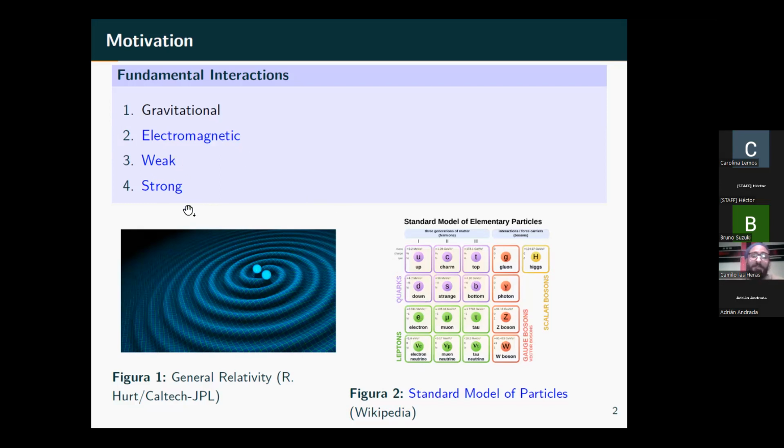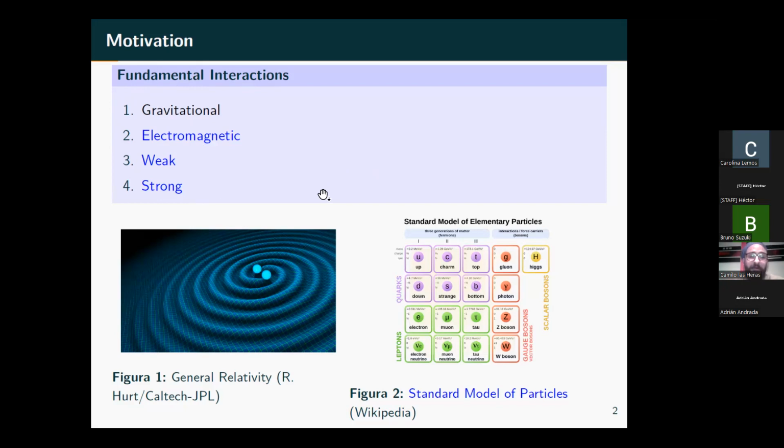Therefore, it is natural at least to consider the possibility that there exists only one theory that should be able to describe these 4 interactions at the same time, right? But the first interaction is described by a geometric theory, and the other 3 are described by a quantum field theory. So in order to have only one theory, we are supposed to be able to geometrize the gauge interactions or quantize the gravitational interaction, okay?